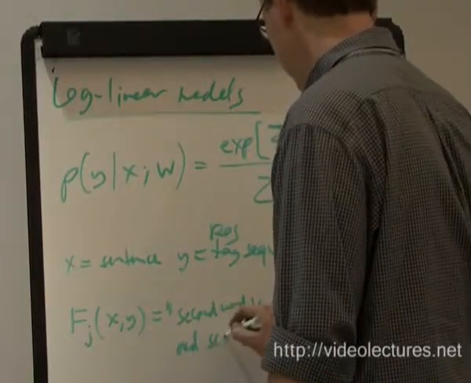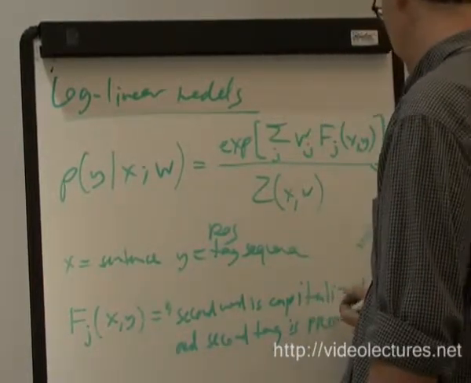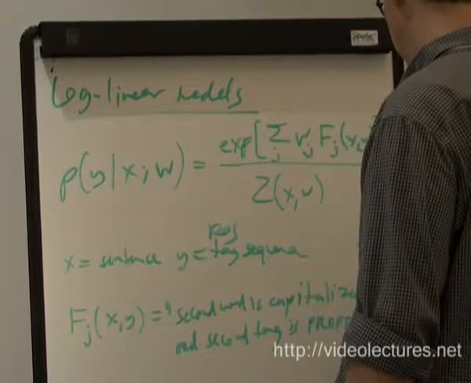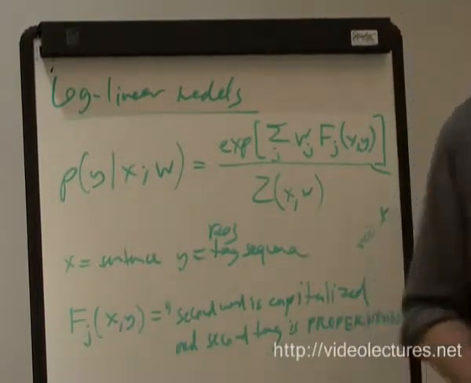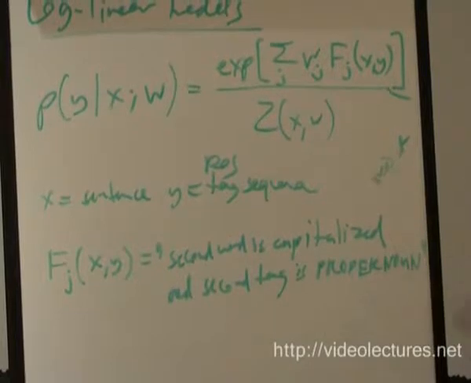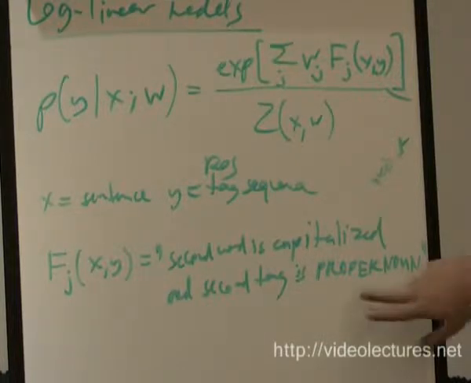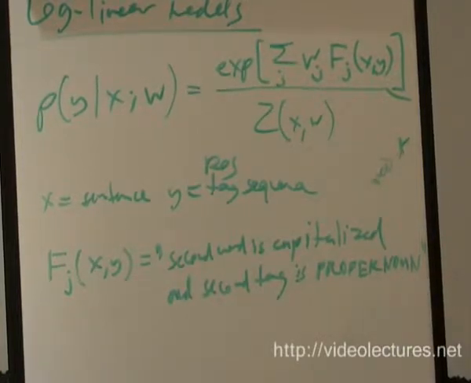And second tag is proper noun. So fj of x y is second word is capitalized and second tag is proper noun. Feature functions are real valued, but a very common special case of a feature function is that they're 0, 1 valued. And so here's a feature function that has a 0, 1 value. The second word of the sentence starts with a capital letter, and the second tag is proper noun.